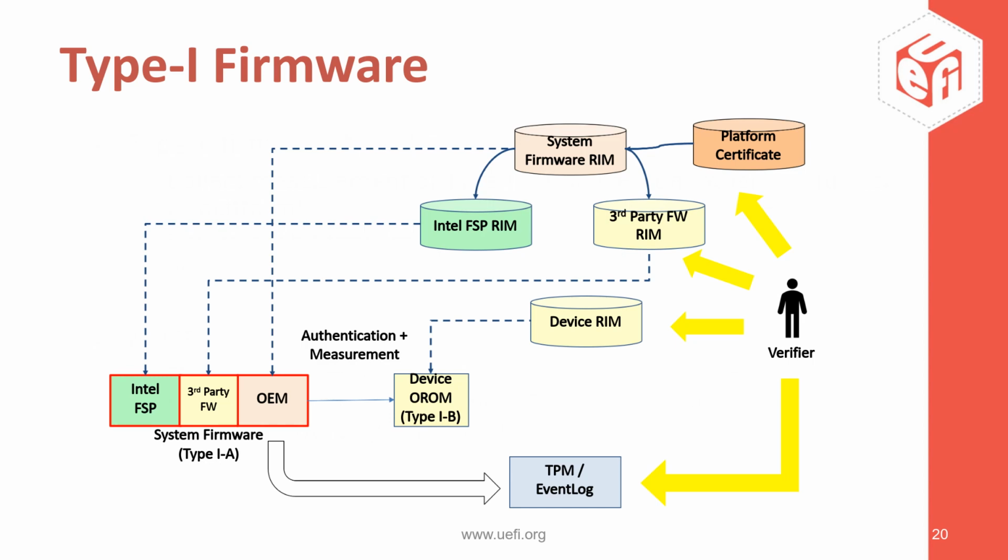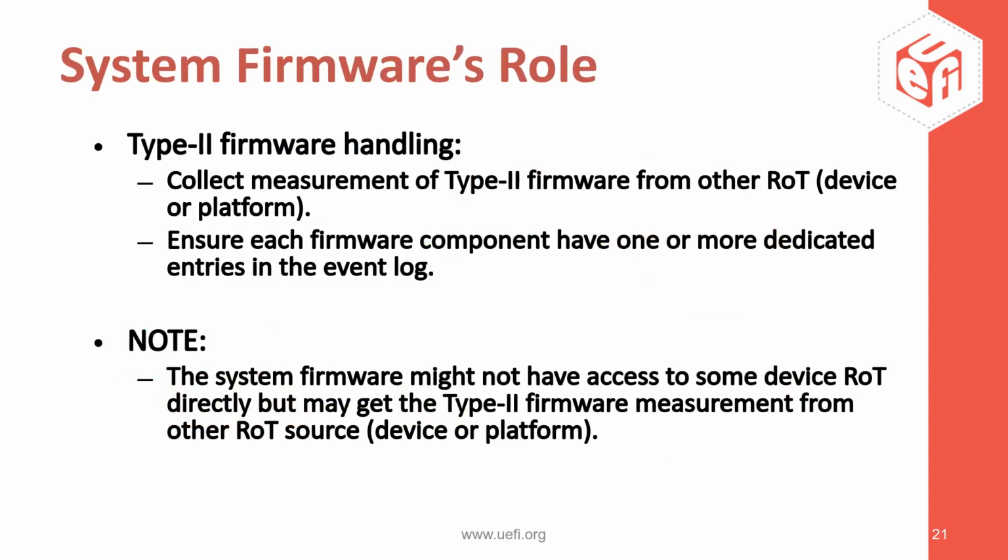Now let's take a look at the Type 2 firmware. Type 2 firmware doesn't run in the host environment, so the system firmware cannot load it. The system firmware may still want to collect information so that the verifier can have one place to know all firmware. Please be aware that in some platforms it could be more complicated. A system firmware might not have access to some of the device root of trust directly, but it may get the Type 2 firmware measurement from other root of trust source, such as a platform root of trust.